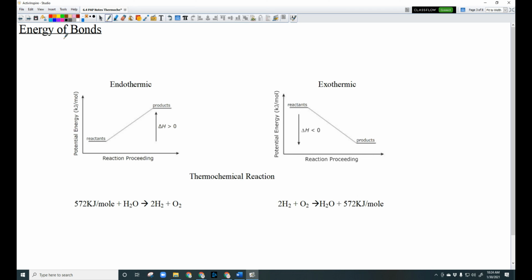Now remember, in chemical reactions, just like when we talked about redox reactions, we don't have A minus B. It's always plus signs that we use. So that is why here we have the energy as a reactant, and here the energy is a product. And that's endothermic and exothermic reactions.